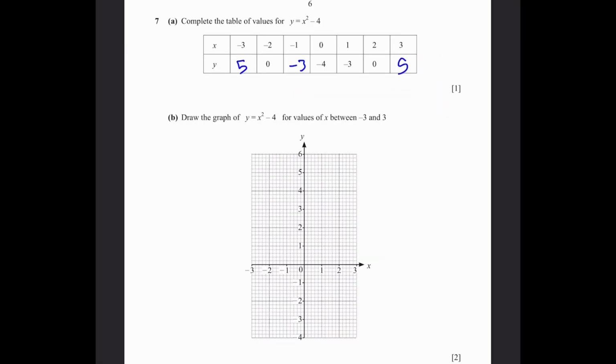B. Draw the graph of y equals x squared minus 4 for the values of x between minus 3 and 3. So let's plot the points. Minus 3, 5, minus 2, 0, minus 1, minus 3, 0, minus 4, 1, minus 3, 2, 0, and 3, 5. Now we can simply connect these points using a curve like this. And this is the graph. That's the answer. Let's go to question 8.